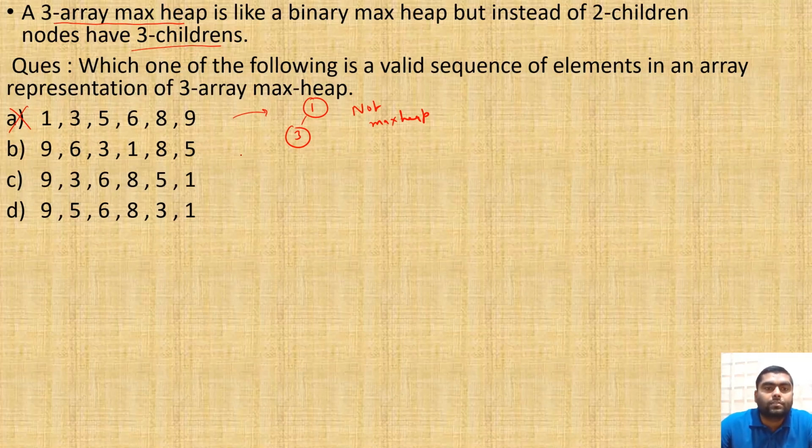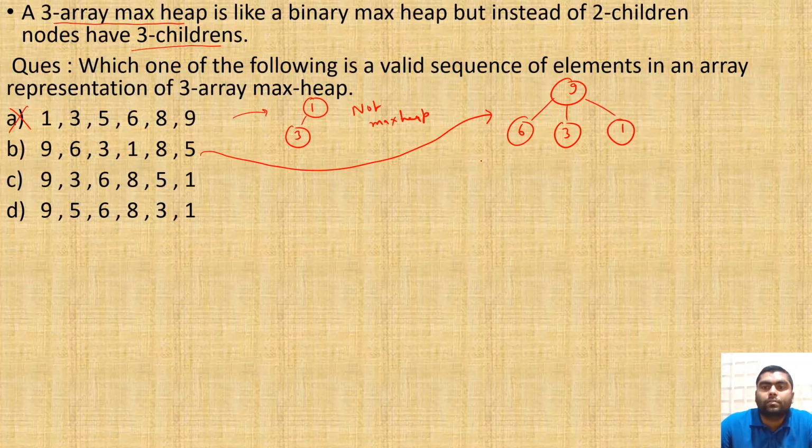This is not valid. Now come to the next. Next we are drawing over here: 9, 6, 3 and 1, 8, 5. So 1 is here, then 8 and 5. Check whether it is a max heap or not, because it must be a max heap. This has some problem here, so it is also not a max heap.